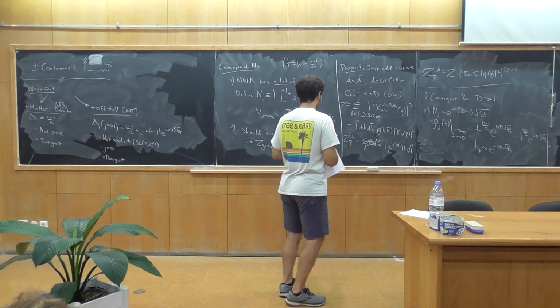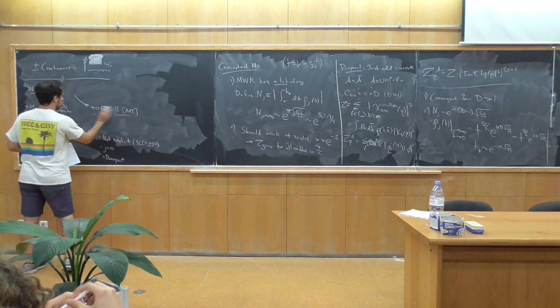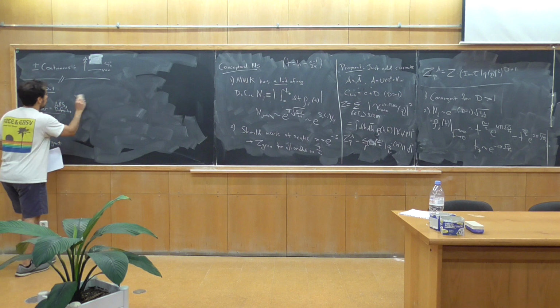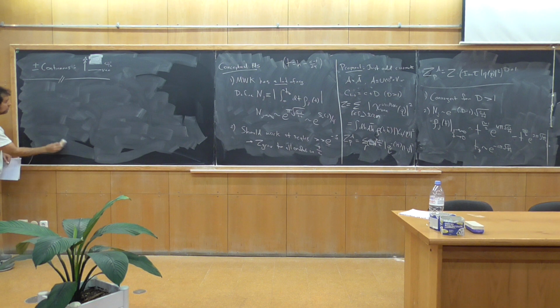Okay. So, let's draw a picture. If the U(1) were to be compact, there would be additional saddles. Which ones? If U(1) were to be compact, right. Which ones?